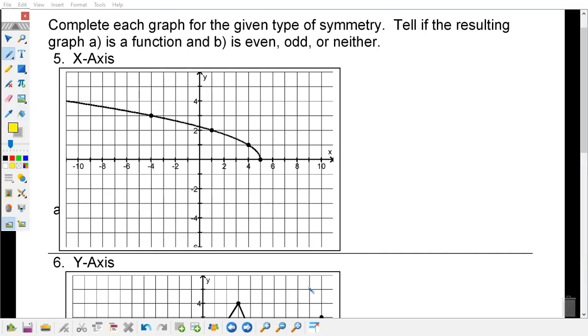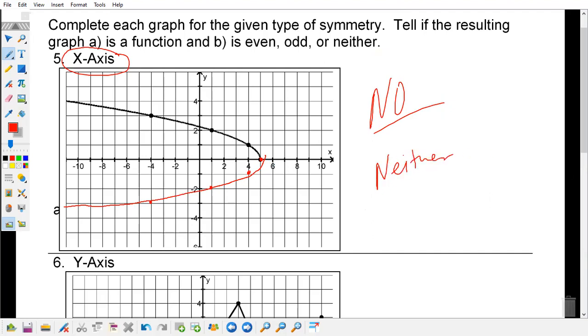So really quick, for example, this says it wants me to create the other half of the graph so that it has x-axis symmetry. So if I want x-axis symmetry, that means I'm reflecting the points over the x-axis, right? That's easy. And then I'm describing what I have. Is this a function? No, it is not. The x's repeat, so it's not a function. Okay, so therefore, since it's not a function, it is neither even nor odd.